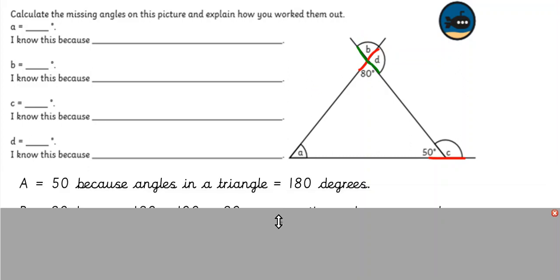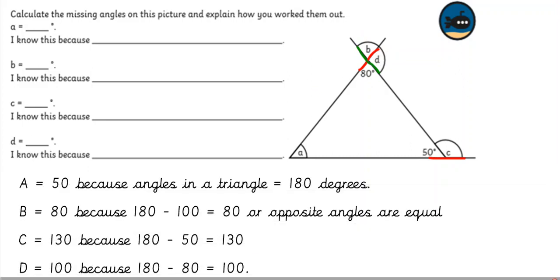Okay, let's have a look at the answers. So, A is 50 degrees because angles in a triangle equal 180 degrees. B is 80 degrees because 180 minus 100 is 80 degrees. C is 130 degrees because 180 minus 50 is 130 degrees. And D is 100 degrees because 180 minus 80 is 100 degrees. Well done if you got those right.